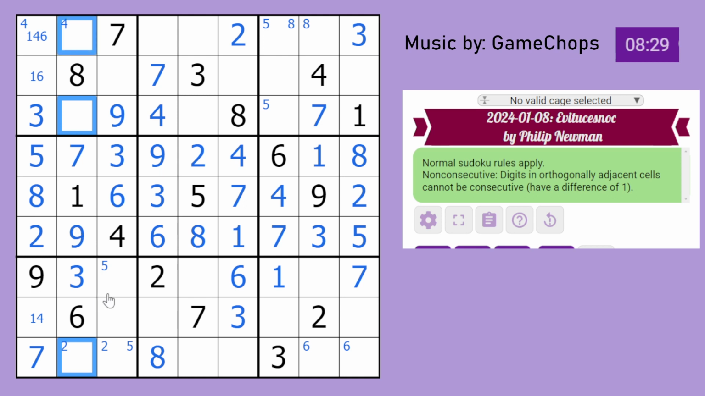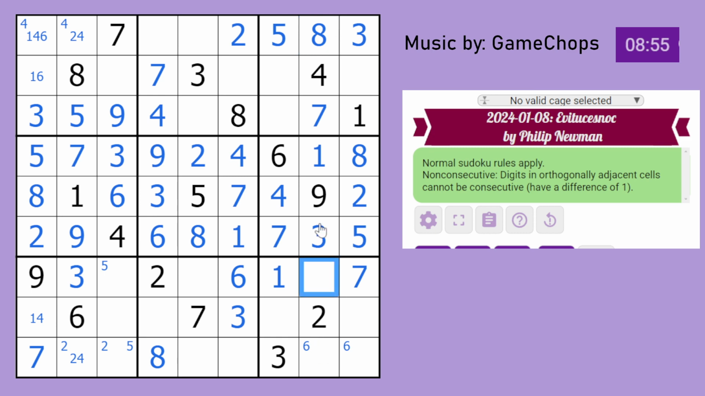Here we have 2, 5, 2, 4, 5. This can't be 2 or 4 because of the 3. So it's a 5. And then, well, I don't know anything about that. Okay. Let's take a look at these two. I think we have those two. Yeah, because this can't be a 5. So that's a 5, that's an 8.